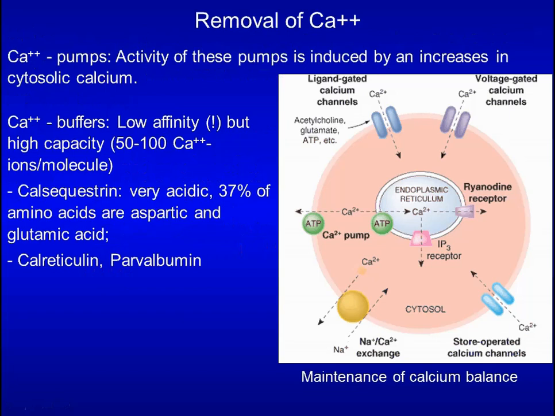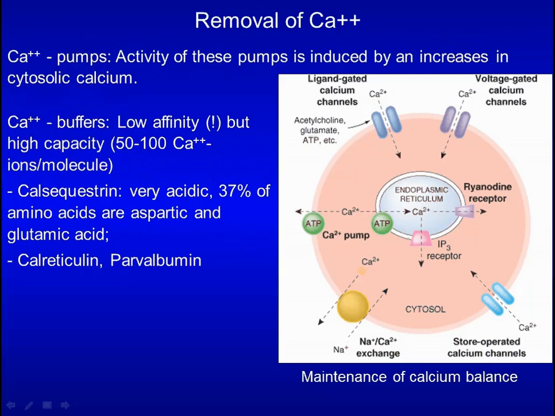To stop muscle contraction or other calcium-mediated activities, calcium needs to be removed from the cytoplasm. Removal of calcium from the cytoplasm is first achieved by calcium pumps, and then by calcium buffers. They are calcium-binding proteins with a low binding affinity and a high capacity.